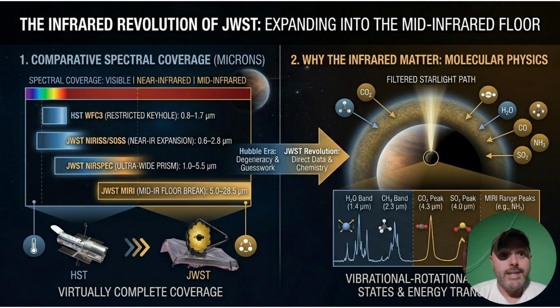So James Webb Space Telescope solves this by expanding our coverage into the mid-infrared by accessing these longer wavelengths. We aren't just seeing fuzz; we're capturing distinct vibrational, rotational, molecular signatures. This allows us to resolve those degeneracies that limited Hubble and provides a continuous high-resolution view of the atmosphere.